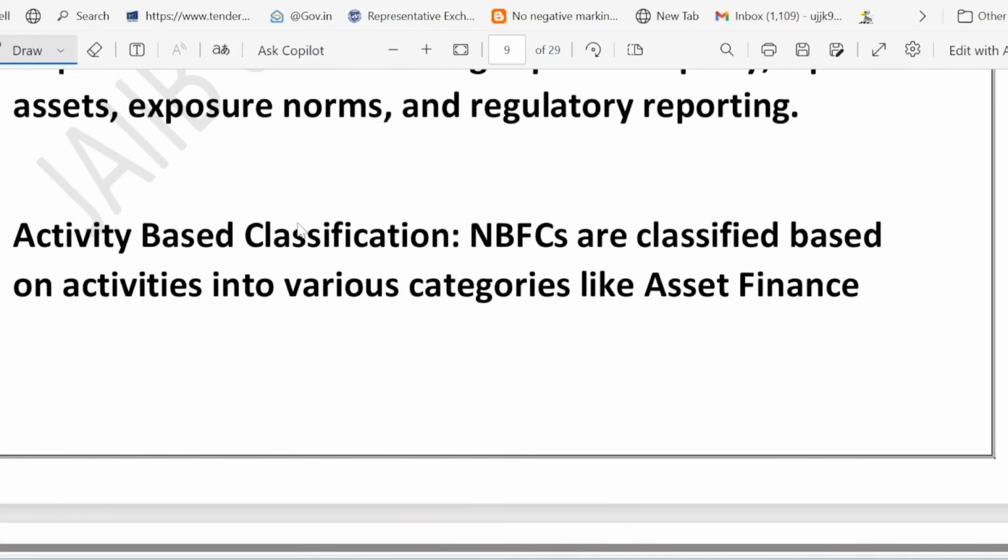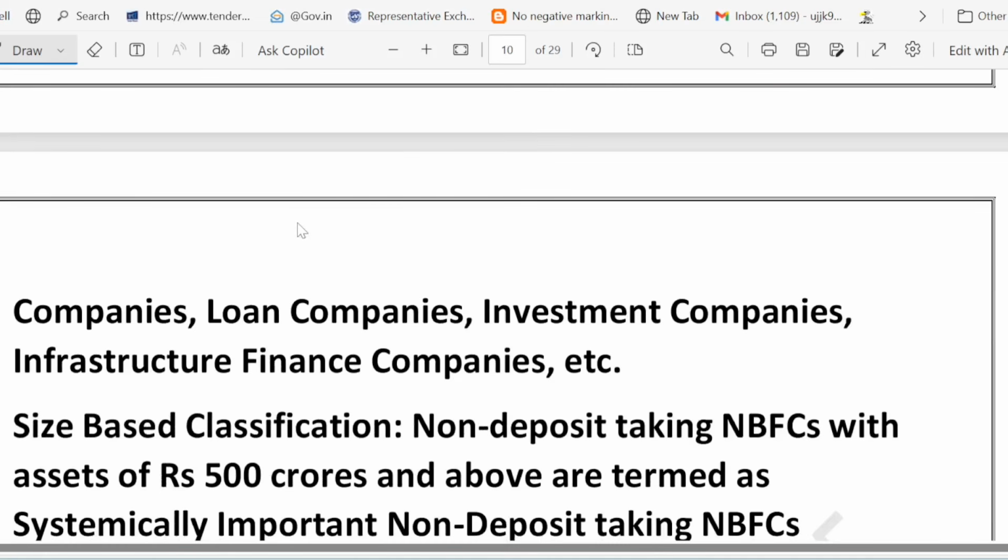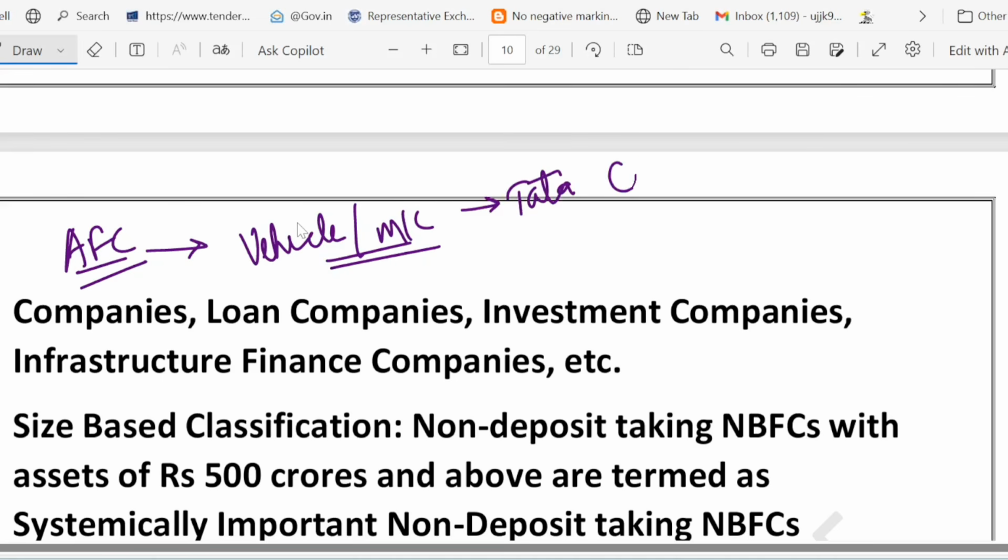The second basis of classification is the activity, meaning what do they do? The first category is called AFC. Do you know what AFC means? AFC stands for Asset Finance Company. AFCs fund vehicles and machinery. Let me give you one example: Tata Capital, which finances trucks.